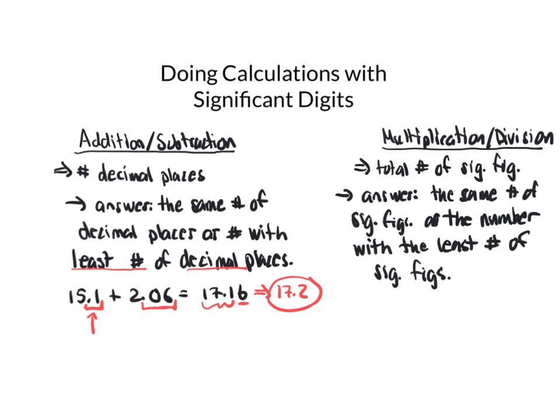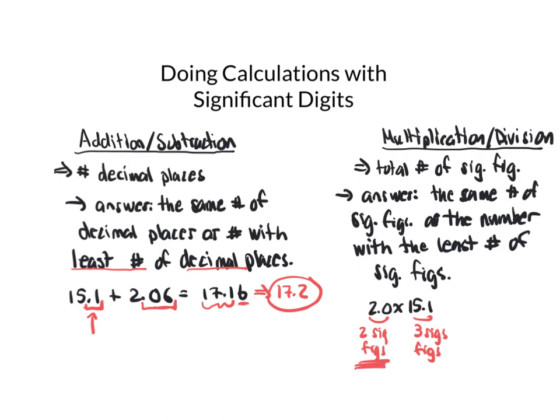So, as an example, let's say we want to multiply 2.0 times 15.1. So now, since I'm multiplying, I'm looking at the total number of significant figures. So in this case, there are 2 sig figs. And in this case, there are 3 sig figs. And so my answer needs to have 2 significant figures.